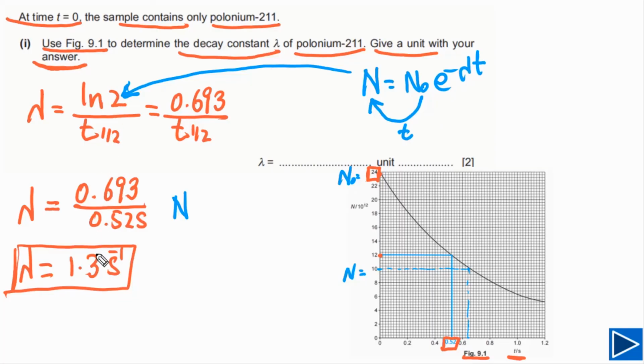If half-life is given, you can calculate lambda using this method, and if lambda is given, you can calculate half-life using this equation. Let's try to derive this one.